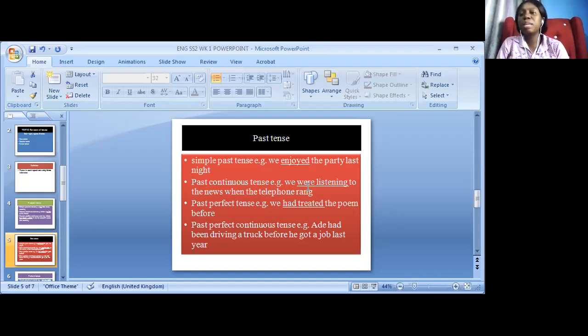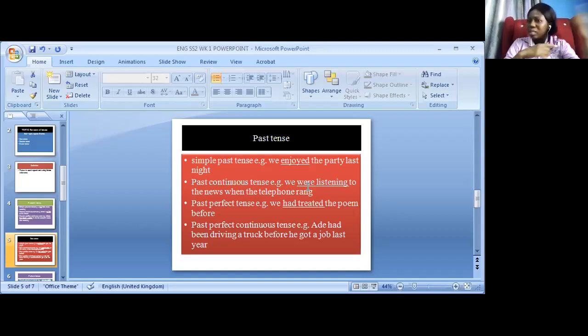Now, one thing you should note about continuous tense is that it usually takes the ing form of the verb. You're going to add the ing form to the key verb in that sentence. For instance, listening. Here, we have to add ing to the verb listen to show that it is in the continuous form. We were listening to the news when the telephone rang. So the action that they were doing at the time that the telephone rang was the fact that they were listening to the news.